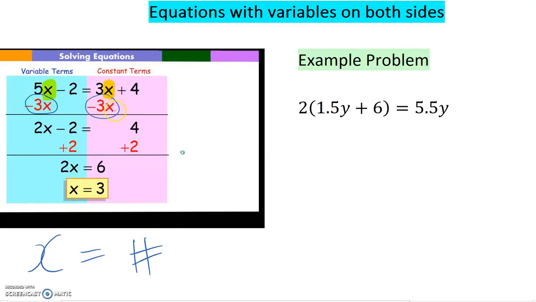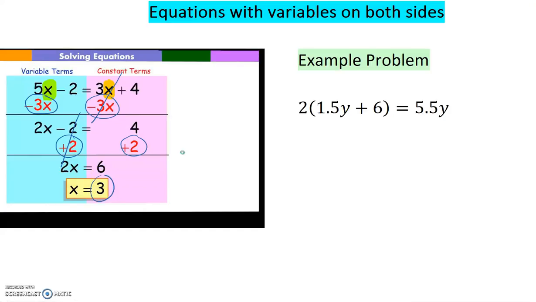We're going to subtract the negative 3x from both sides. This goes to 0. We do our subtraction: negative 2x minus 2 equals 4. And then from there, we are going to add 2 to both sides so that this goes to 0, and we are just left with 2x equals 6. From there, we would divide both sides by 2. 6 divided by 2, of course, is 3, and we are done.